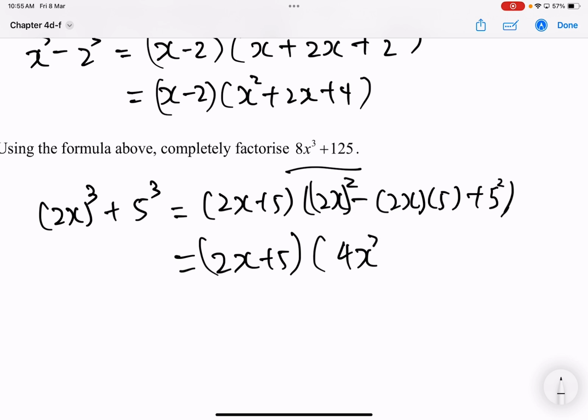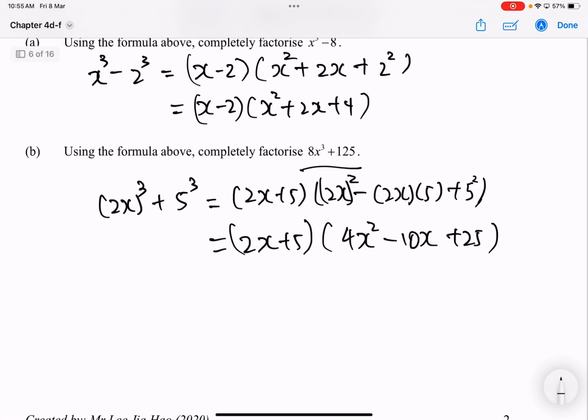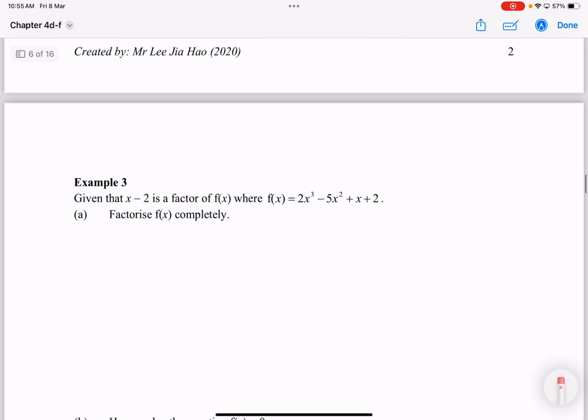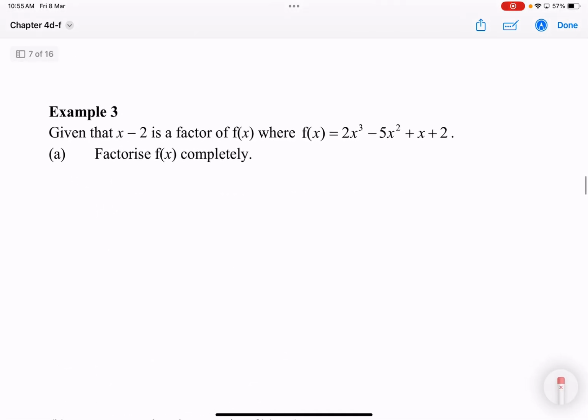So the answer is 4x squared minus 10x plus 25. This is how you do this question. Okay, let's move on. This one is easy.